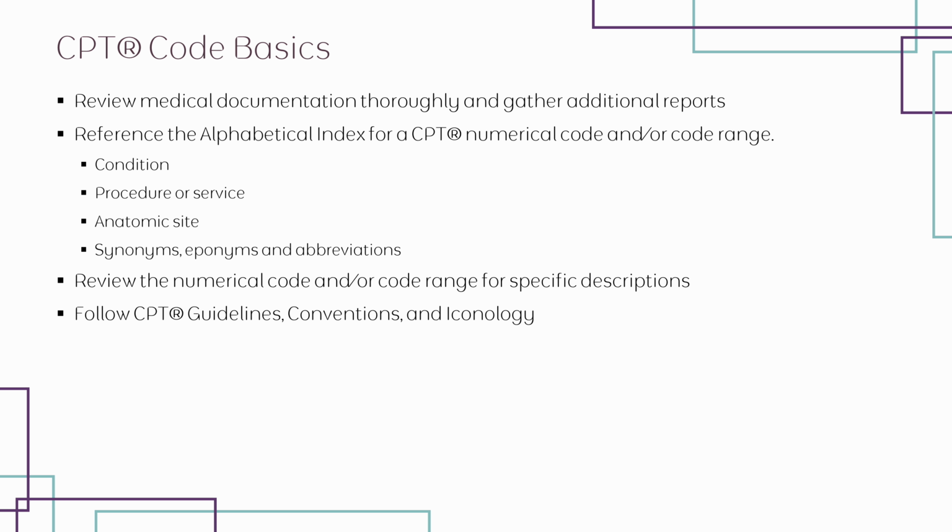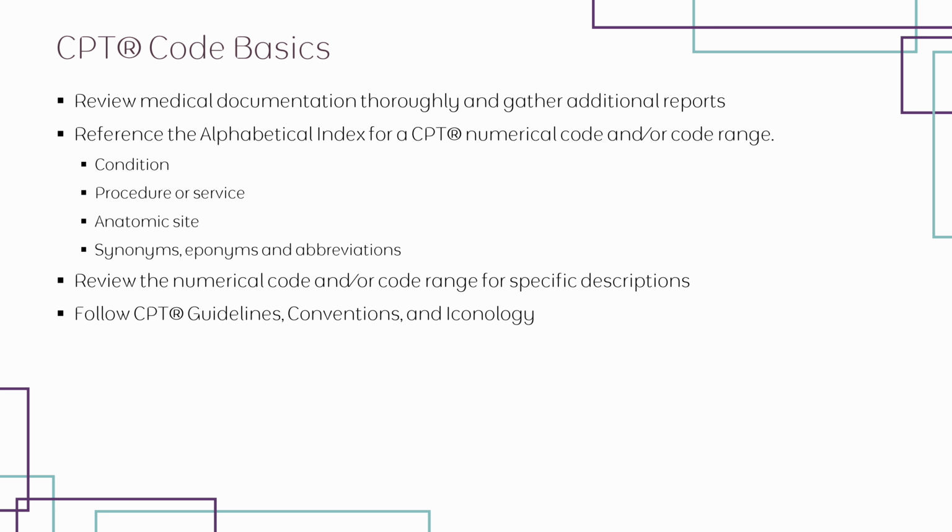Once you clearly understand the services that are documented, your next step is to reference the alphabetic index in your CPT codebook to locate a CPT numeric code or a code range. The index provides several entry points for you to help locate codes. You may search the index by the condition that's being treated, the name of the procedure or the service performed, the anatomic site involved, or by looking up synonyms, eponyms, or common abbreviations that are related to the service.